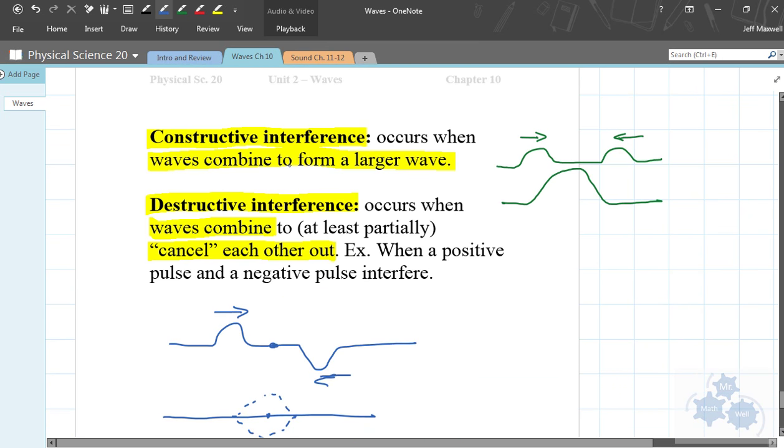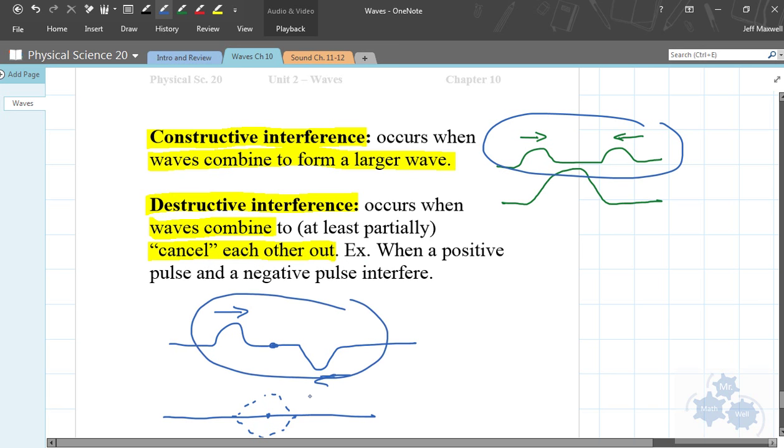Okay, so once again, constructive interference: waves combine to form a larger wave, like in this example right here. And destructive: they combine to at least partially cancel each other out. And we saw that with the pulses in yesterday's activity.